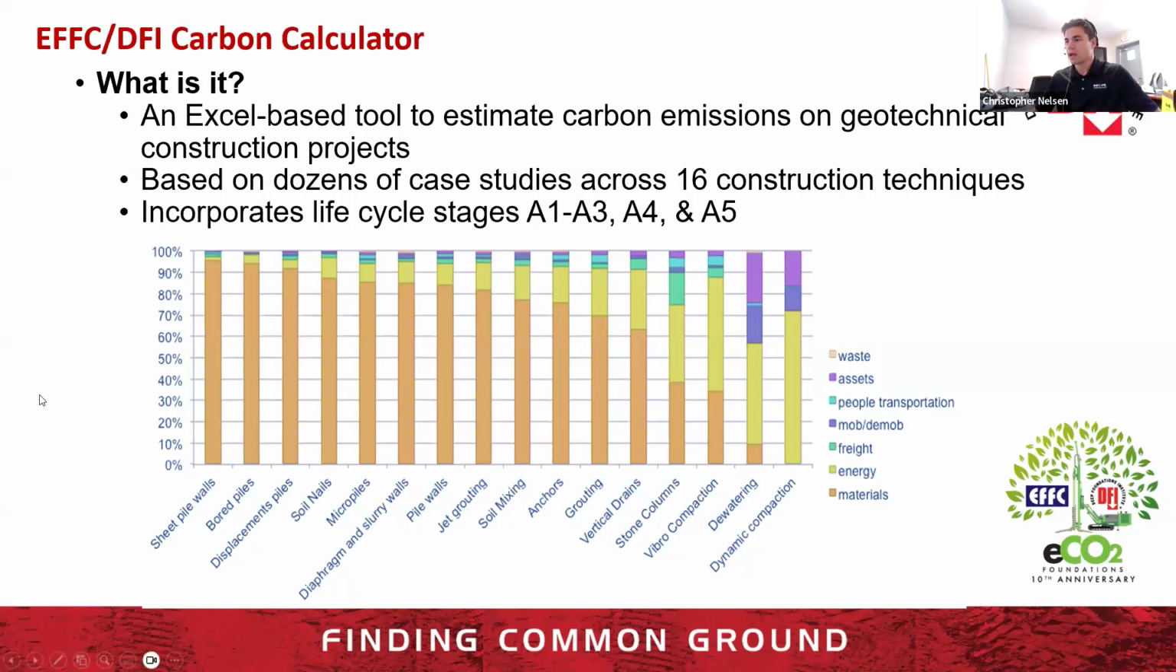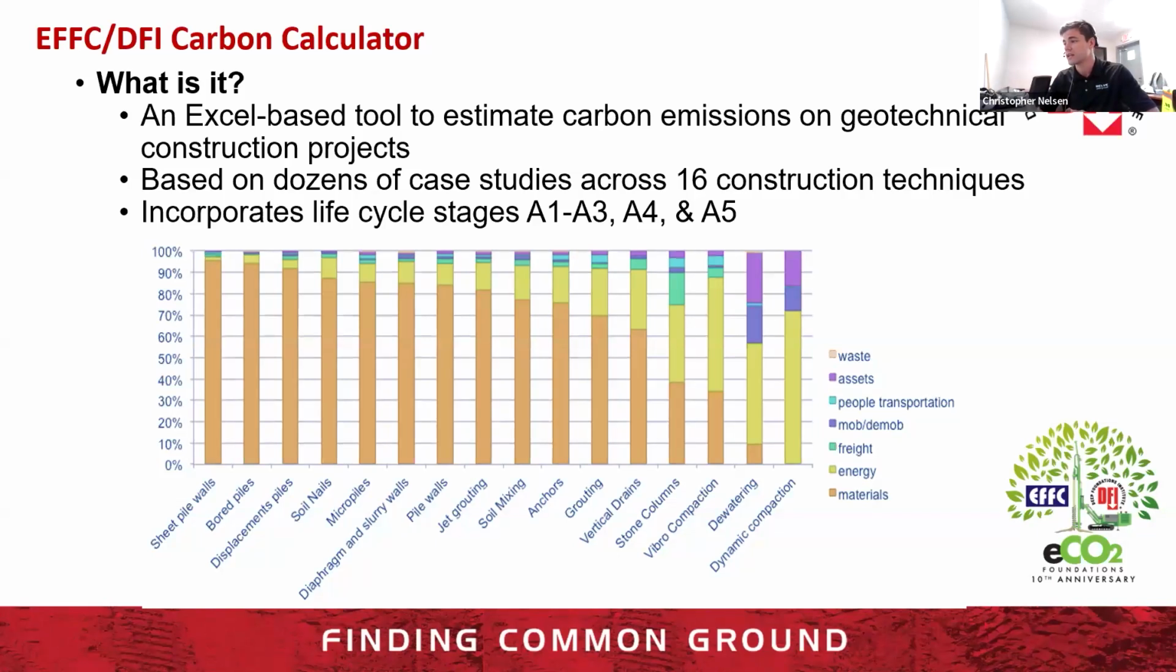And one of the graphics that I really like to illustrate what this carbon calculator really is and the power it brings is this graphic here, which shows all the different construction techniques that are included in the tool and the different carbon emissions that they have broken out by relative percentages from waste, assets, people's transportation, mob and demob, freight, energy, and lastly, materials. And this graphic is so informative in that you can see the different percentages for different types of work and where your hot button issues may be.